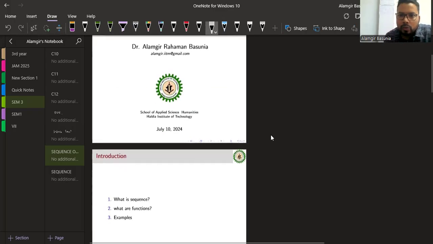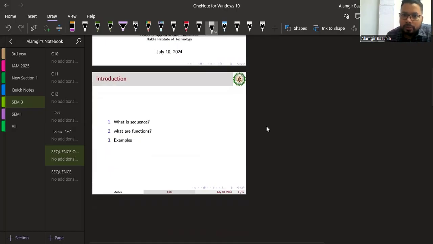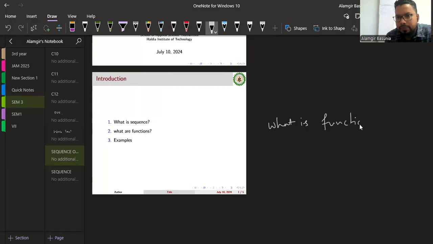First, we shall discuss what a sequence actually is. Before going to sequences, we want to discuss functions. What is a function? Suppose you have two sets, A and B. Now, suppose this set is our A and this set is our B.